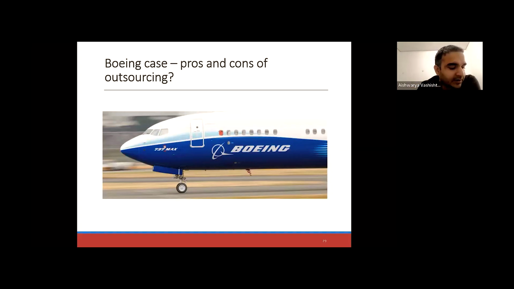So by the late 90s, Boeing realized that, oh, we are making aircraft, but our engineers themselves don't know how to make a good tire, a good engine or wings and all, because we have become so dependent on other people doing it for us. So slowly they realized that we should probably bring back some production at least to the US. So for all these reasons, they started bringing some supply chain back to the US. These are all the pros and cons.